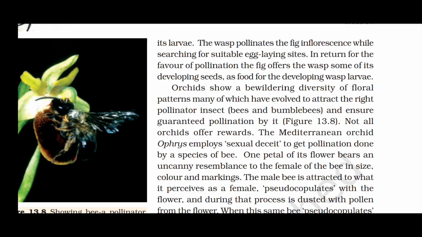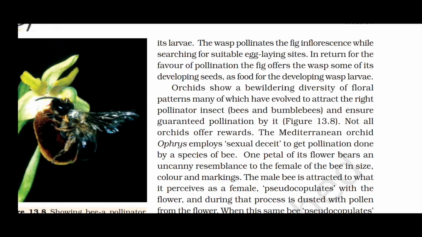Orchids show a bewildering diversity of floral patterns, many of which have evolved to attract the right pollinator insect, bees and bumblebees, and ensure guaranteed pollination by it. Not all orchids offer rewards. The Mediterranean orchid, Ophrys, employs sexual deceit to get pollination done by a species of bee.